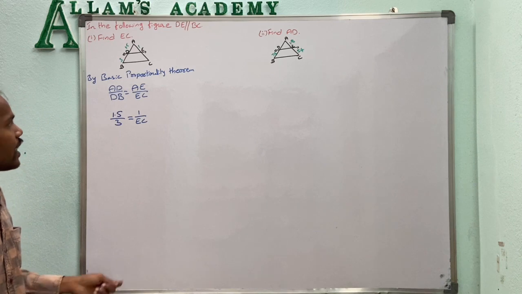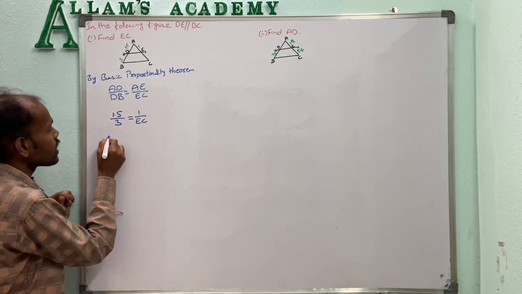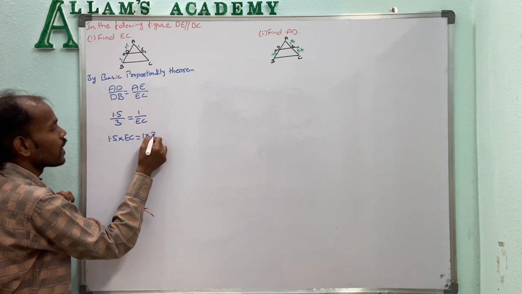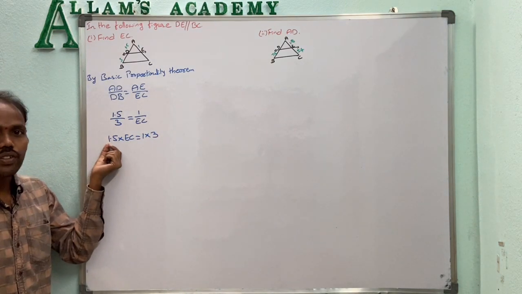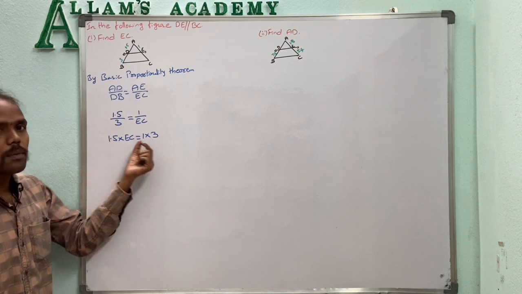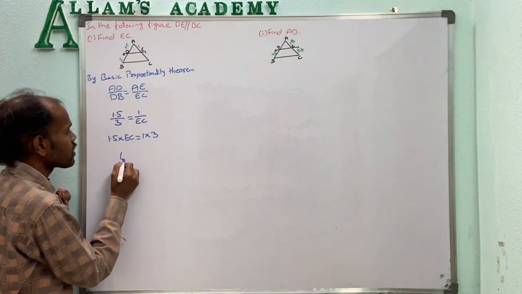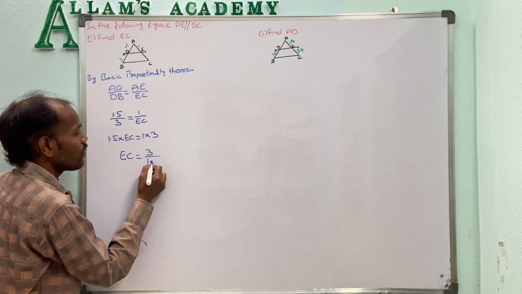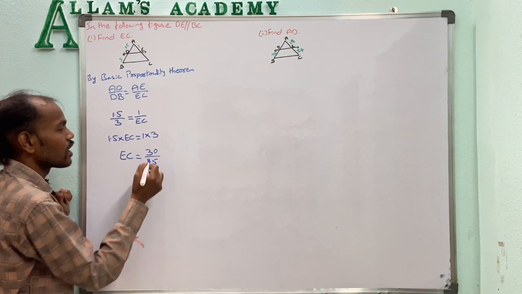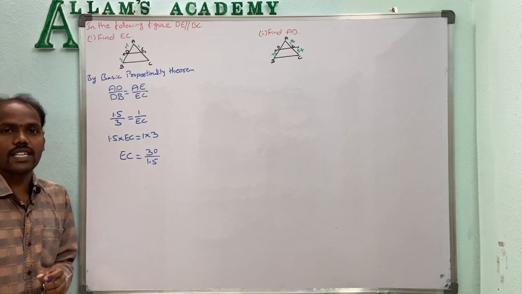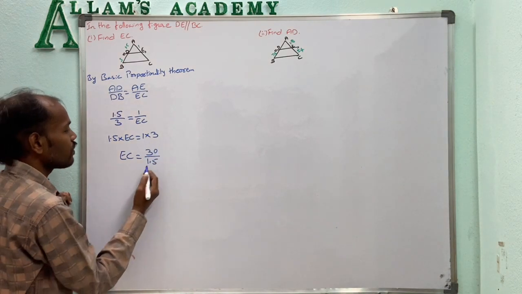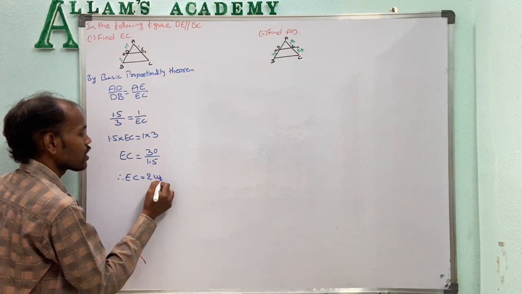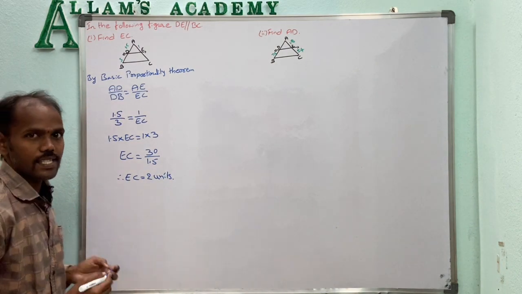So by cross multiplication, 1.5 into EC equal to 1 into 3. Now we have to find EC, so the multiplication by 1.5 transferred means division. So 1 threes are 3. 3 by 1.5. Point removed means in the numerator we can take 0. So 15 ones are 15, 15 twos are 30. So therefore the EC length is nothing but 2 units.